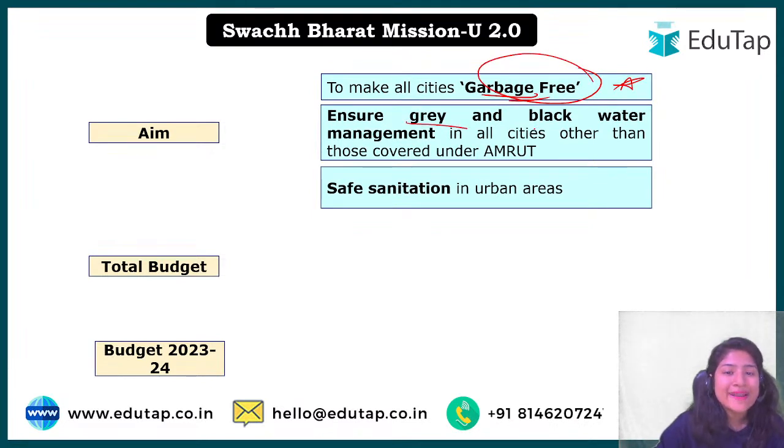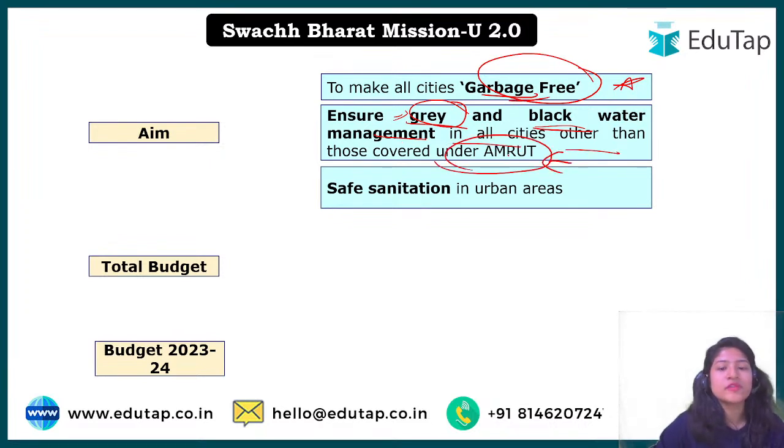Second is to ensure grey and black water management. Now what are these? See, grey water is the water that is generated from cleaning, from the kitchen or from cleaning your home, right? So normal water is the grey water, while black water refers to the water that is generated from your washrooms. Okay, those are the black water management in all cities other than those covered in Amrut.